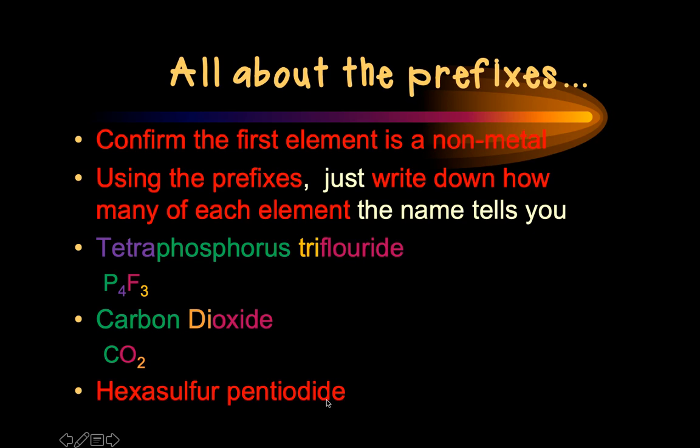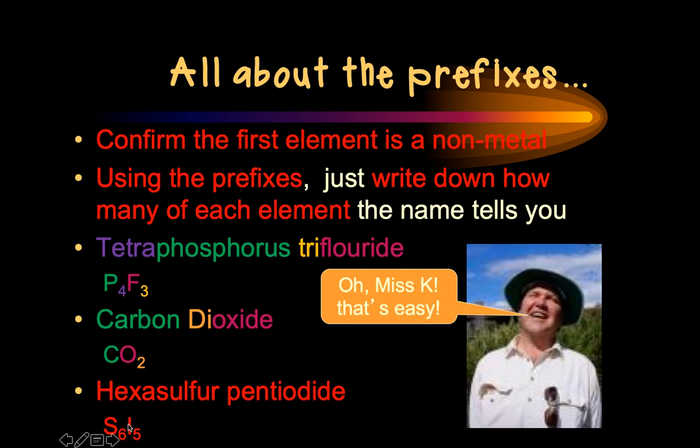Iodide is an element. Iodine. Remember, ide endings means you find the element. So iodide, iodine, capital I. Pent means how many? Look on the list. 5. So I5. So here we go. S6I5. Okay, so hexasulfur pentaiodide.